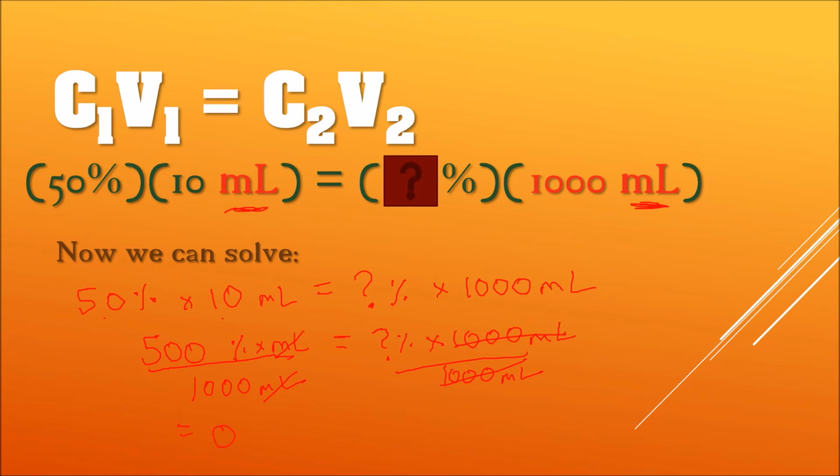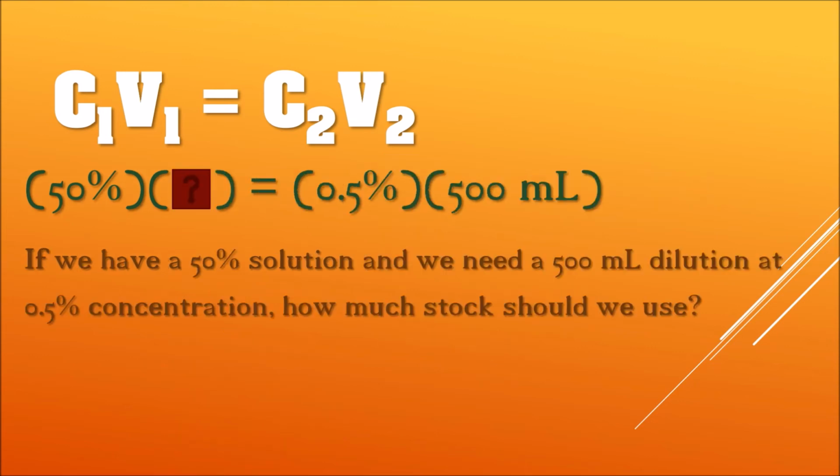is 0.5. And you carry that percent down. See the percentage left over? So we know this is going to be a percent. So 0.5% is what the dilution concentration is after we make it, after we take 10 mils of the 50% stock solution and add water to it until we get 1,000 milliliters. The concentration would be 0.5%.